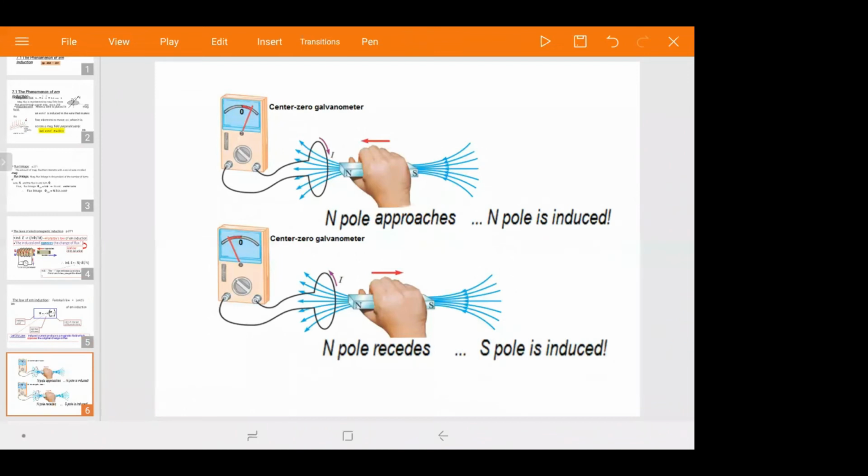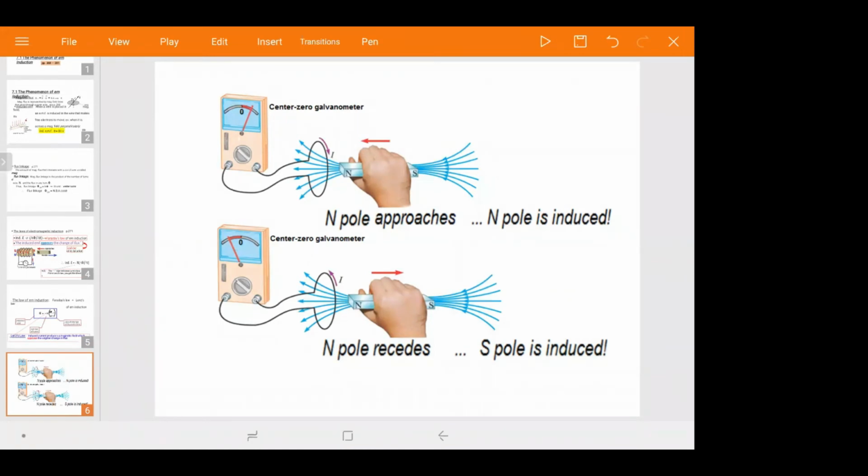If you're following what I was saying, there's a hand over there. It's not my hand. It came from somebody abroad. He is bringing in a north pole. So the wire is connected to a center-zero galvanometer. You have to take this wire as a coil of only one turn. Since a north pole has to be induced when the north pole is approaching, the current will, if you hold the coil, so to say, the loop, in your right hand, be downward.